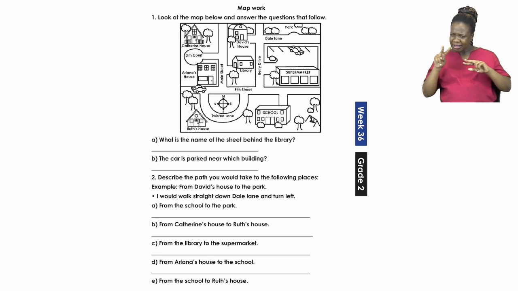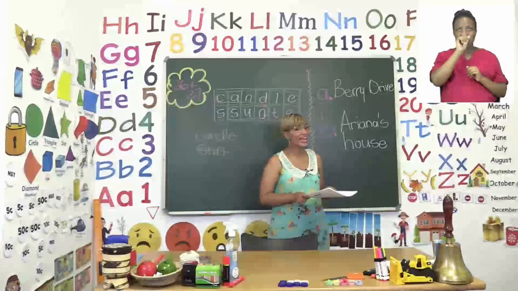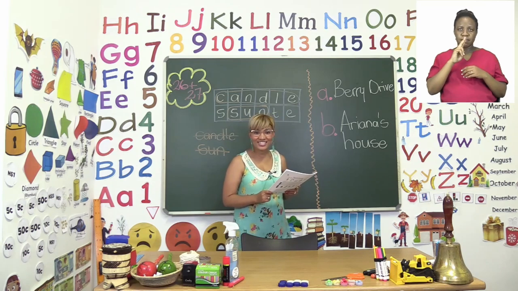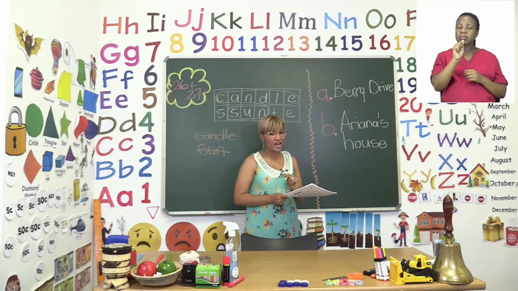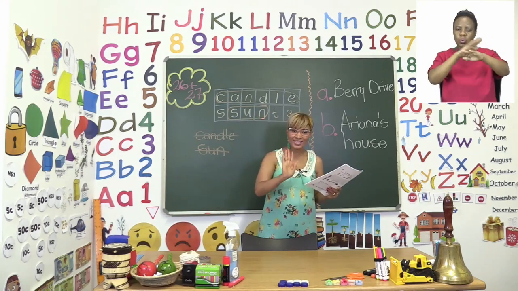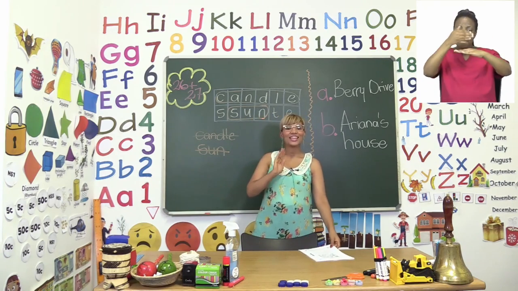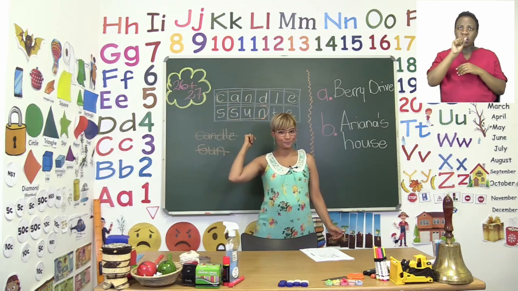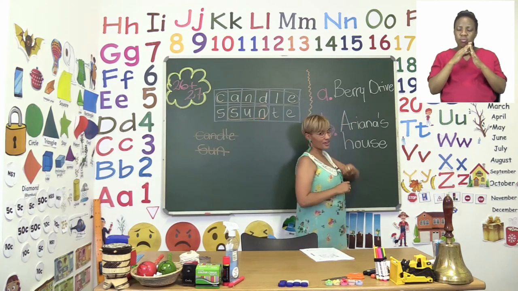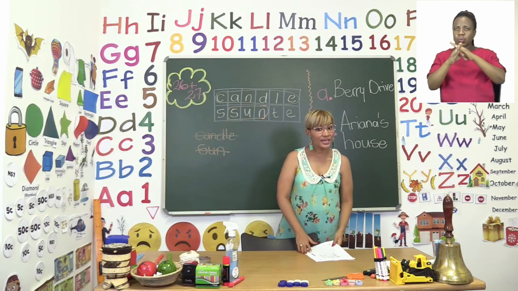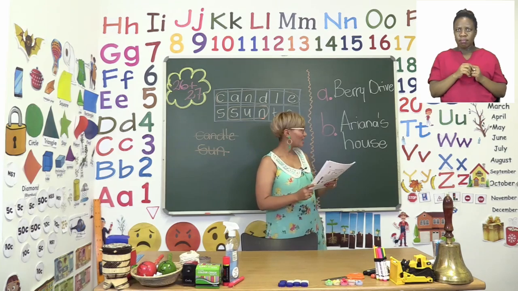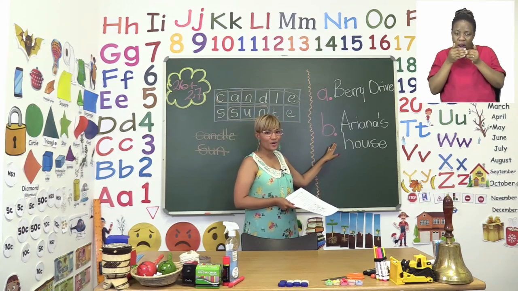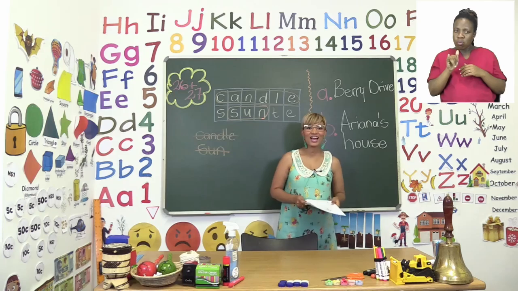Now, on the board, I answered A and B already. So let's quickly just have a look at question A again. So for A, it asks here, what is the name of the street behind Ariana's house? So you have to look, where is the front part of Ariana's house? And then you must find the street behind. And the street name is Berry Drive. Okay, and in B says, the car is parked near which building? Here you will see there is a car parked close to Ariana's house.